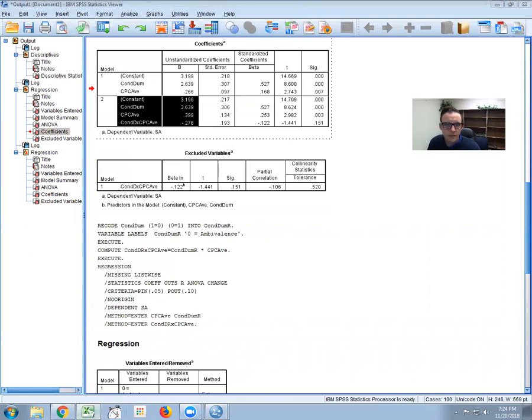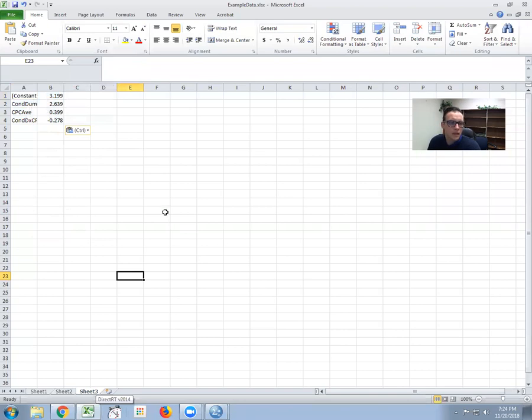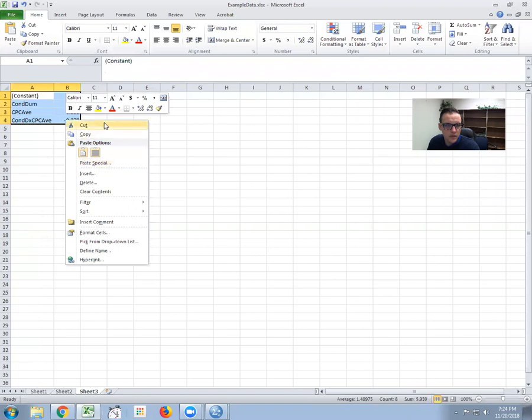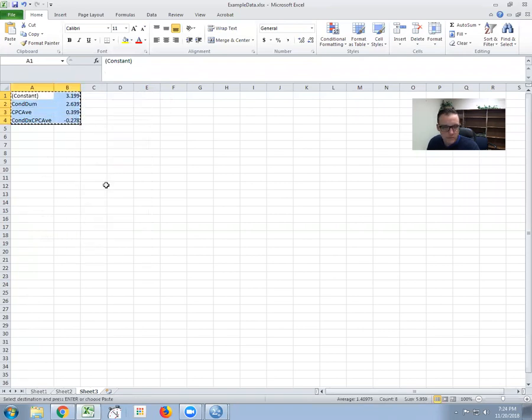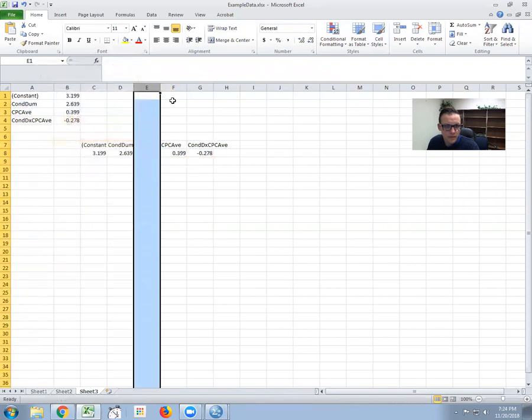So I'm going to pull my Excel back over. I'm going to paste them in. All right. So now I'm just going to transpose those. And I'm going to add space in between.